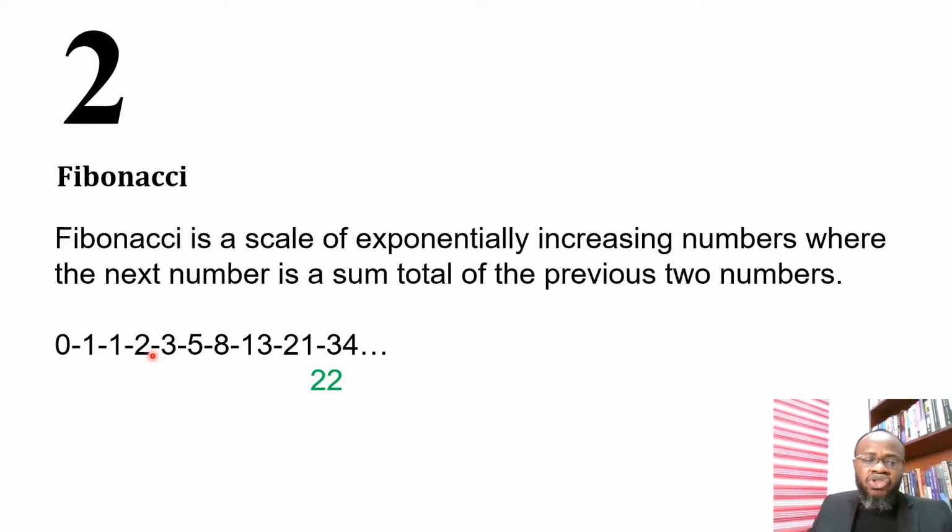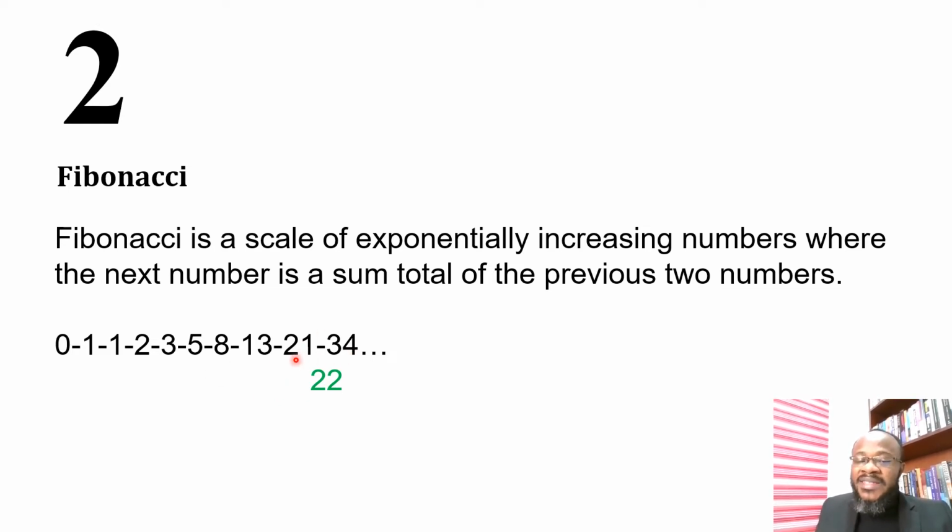Now, let me disrupt this Fibonacci sequence here. You see this 21 here. Let me disrupt it by bringing 22 to become the next number after 21. Okay, on a Fibonacci sequence, 34 comes after 21.